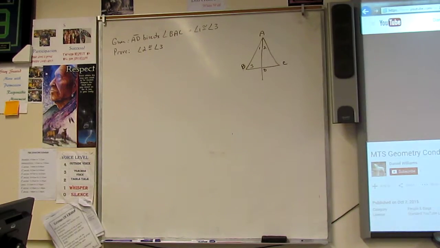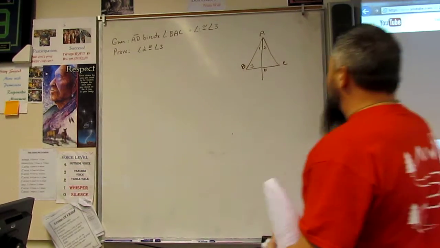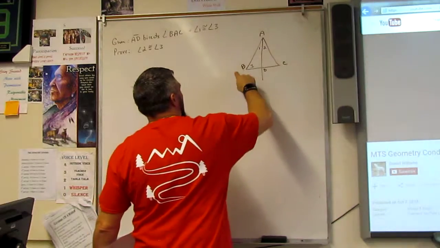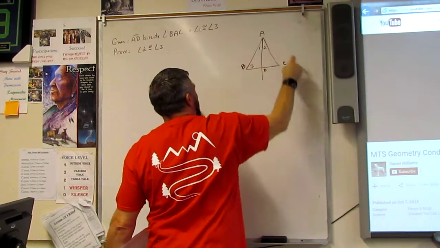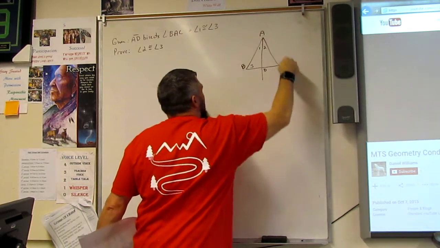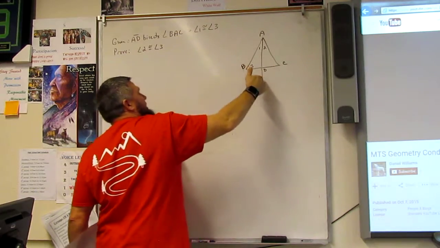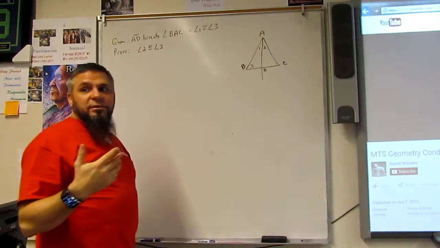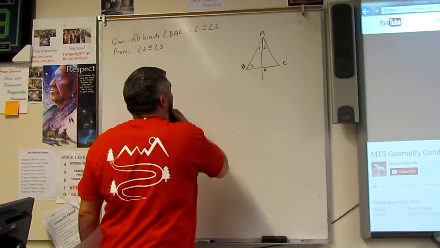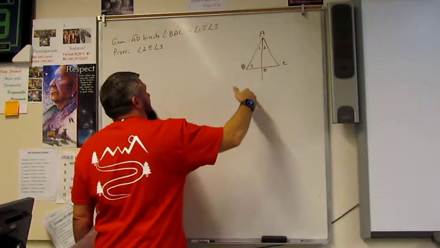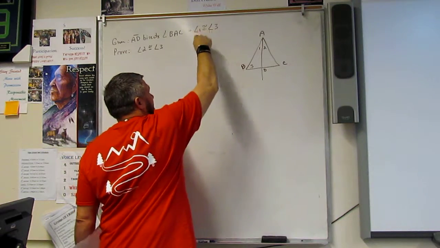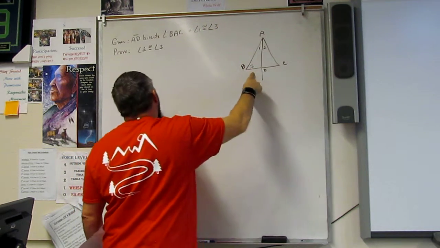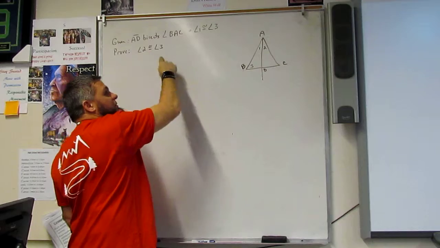All right, we have a triangle here. It looks like BAC. The angle BAC is bisected by AD. That tells us something right away, right? And we're also told that angle 1 is congruent to angle 3, and we're supposed to prove angle 2 is congruent to angle 3.